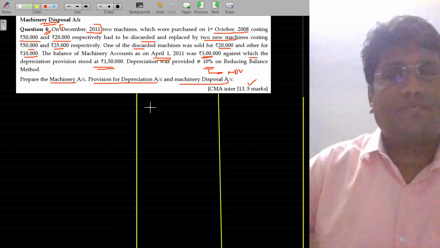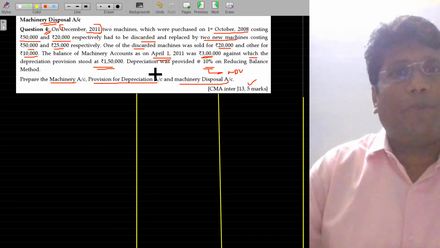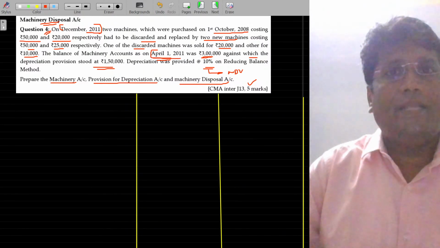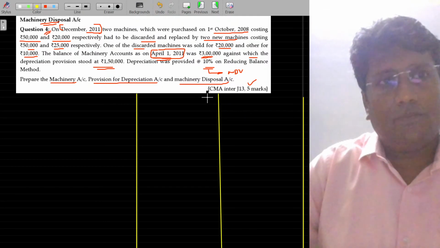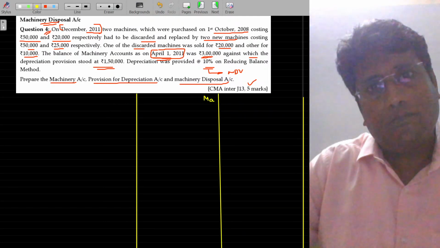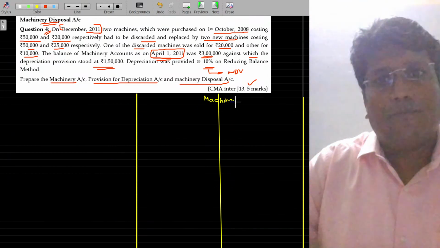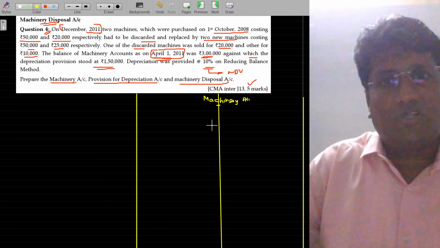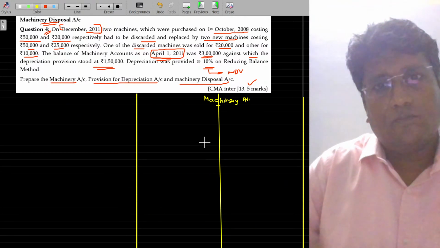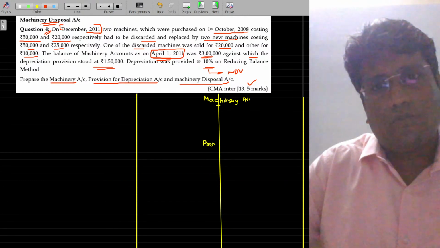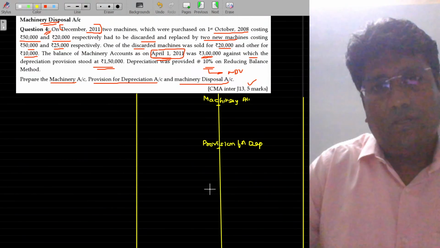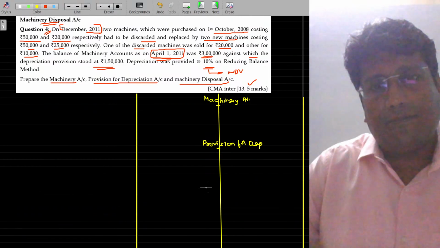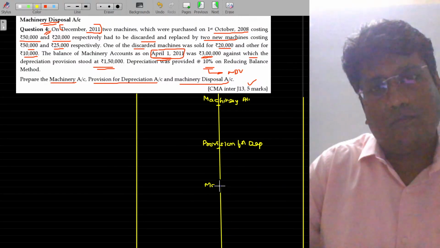Right. Let's see here. We have to prepare only for which year? This year, April 2011 to 31st March 2012 only. Machinery account. And then we have a provision for depreciation account. And then we have a machinery disposal account here.